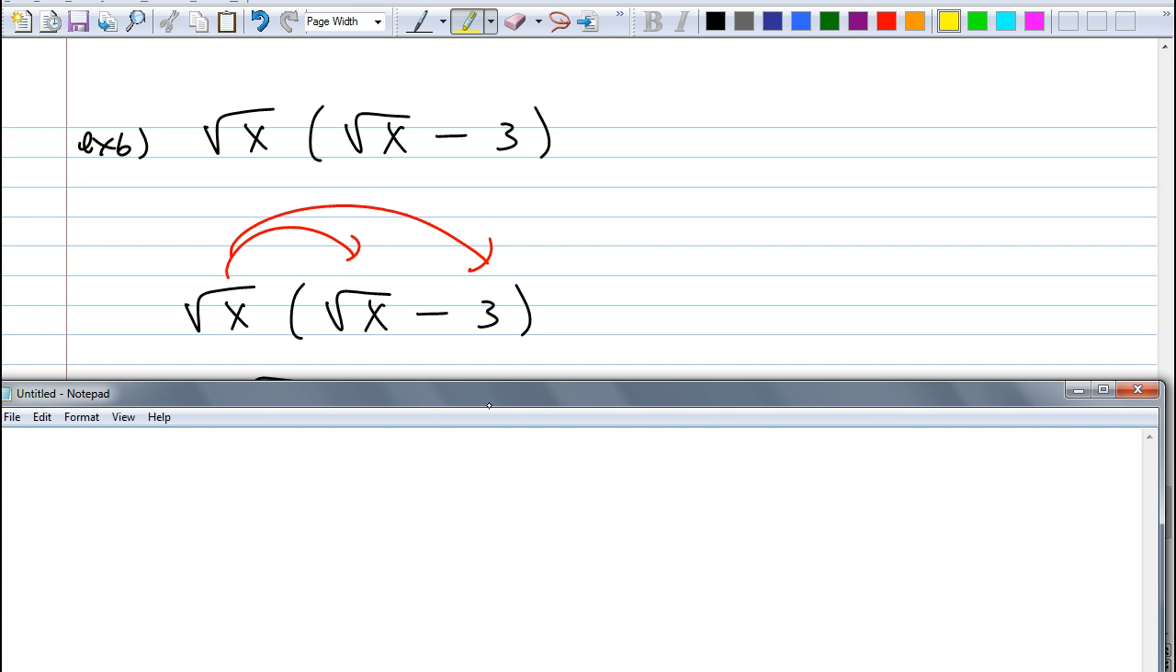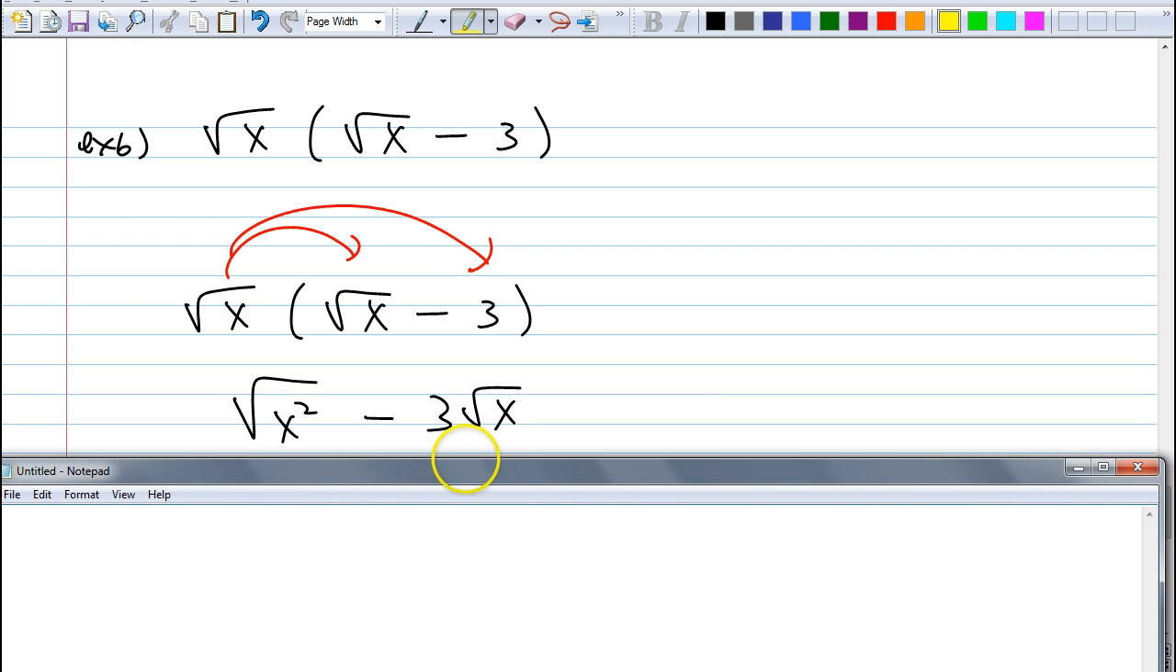Okay, go ahead and finish. Tell me what you get. We'll wait. So when you distribute the square root of x, you get? 3x? Yes. 3 rad x, right?